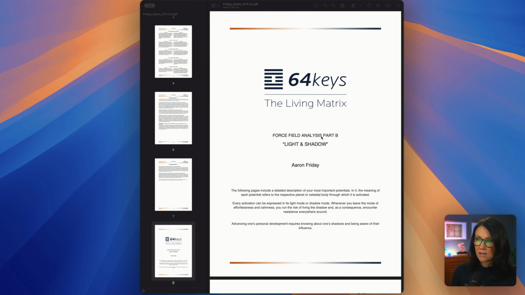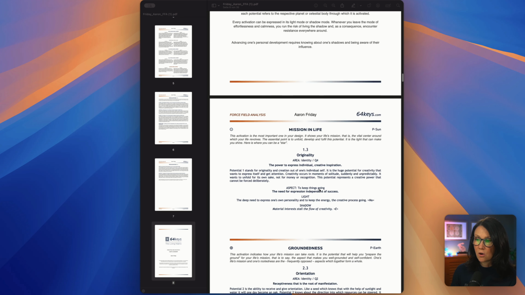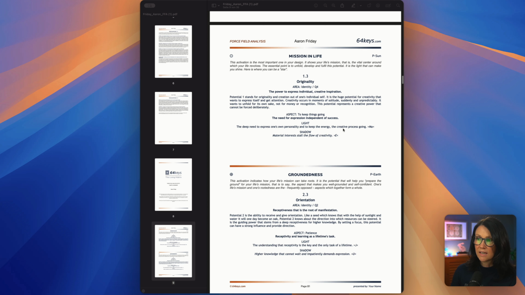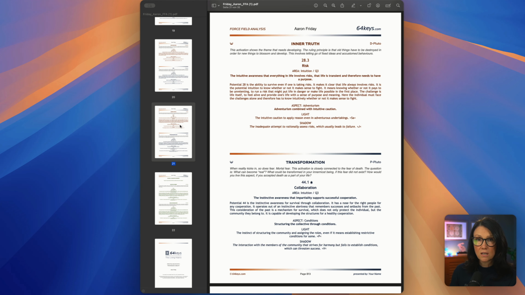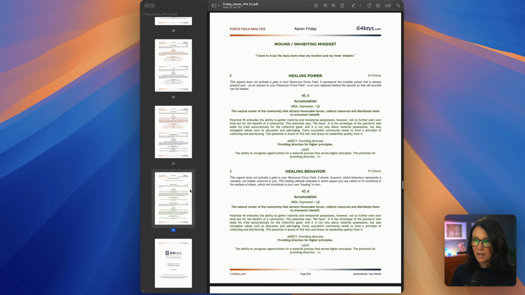There is a section that is called light and shadow that goes into all the activated gates and the light and their shadow quality, and also information about the planets. So all planets are included. Keynotes are given for each planet, like here for Pluto. The design Pluto is about inner truth and the personality Pluto is about transformation. The last planet, it's not a real planet, is Chiron, activating the healing power and healing behavior of a person.